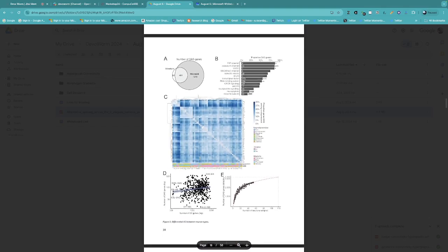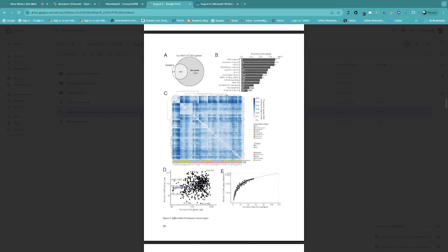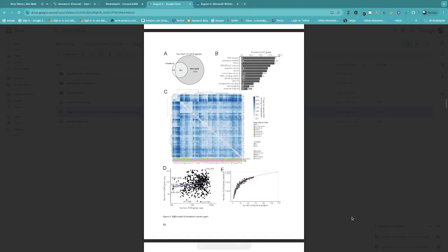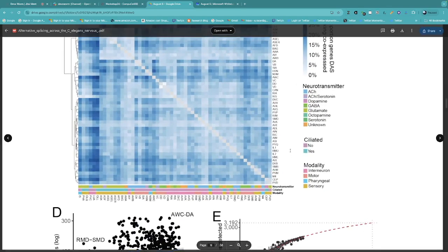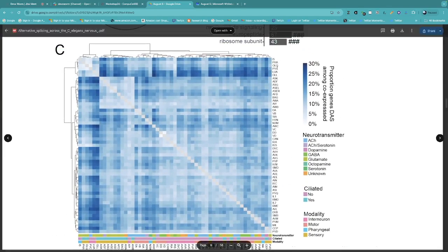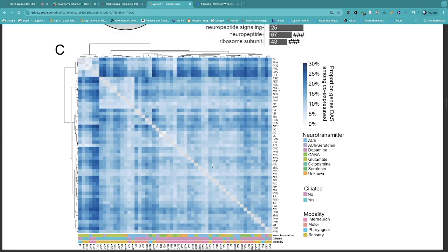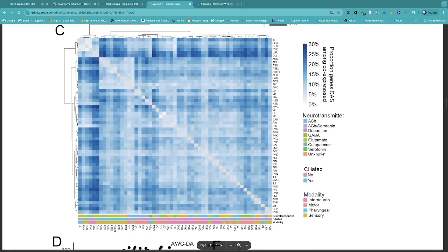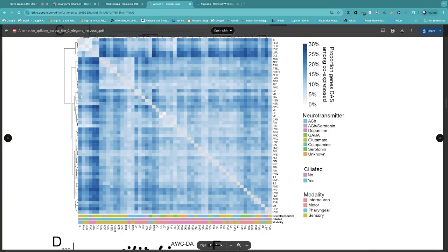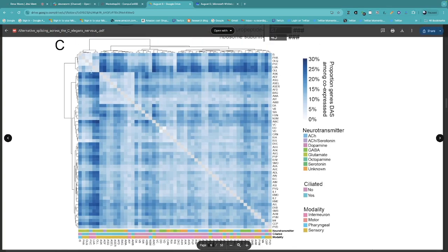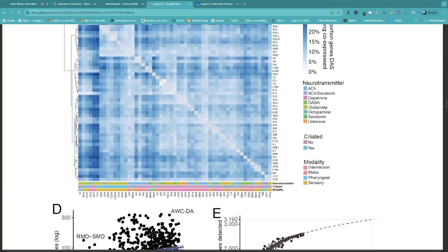This shows some more molecular biology, the differential AS between neuron types. Again, you use a heat map to show the differential expression of different alternative splicings. In this figure you have different cell types: IL-1, IL-2, AVA, AVE. Of course, the intersection of the same cell is gray, and then the expression of these alternative splicings is in different shades of blue. That's what it's showing.